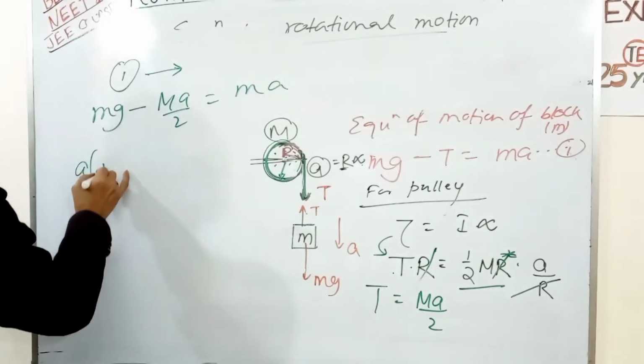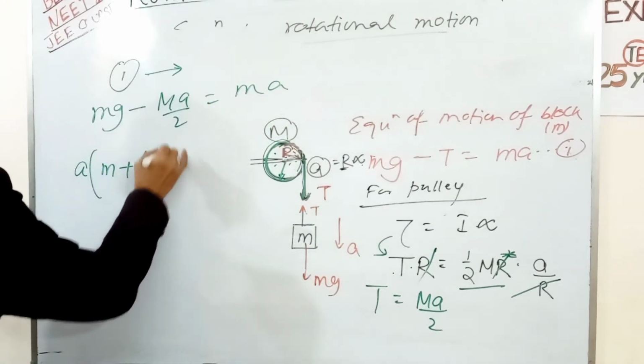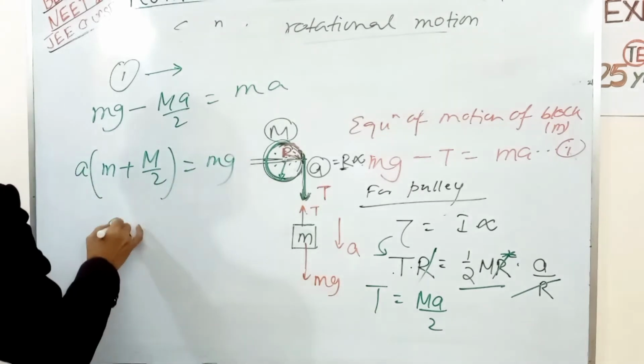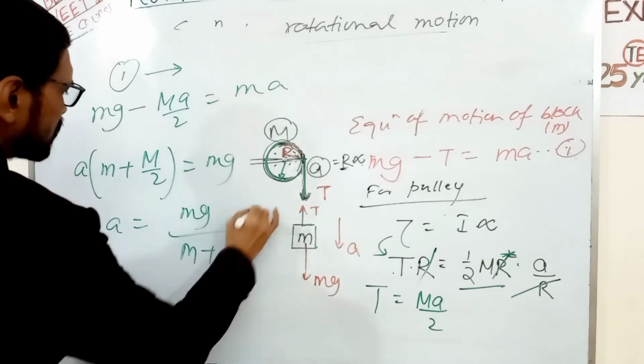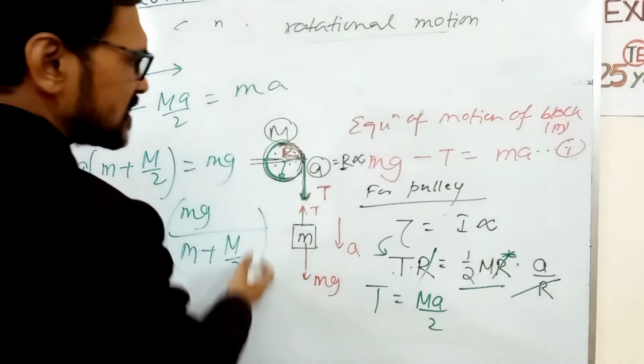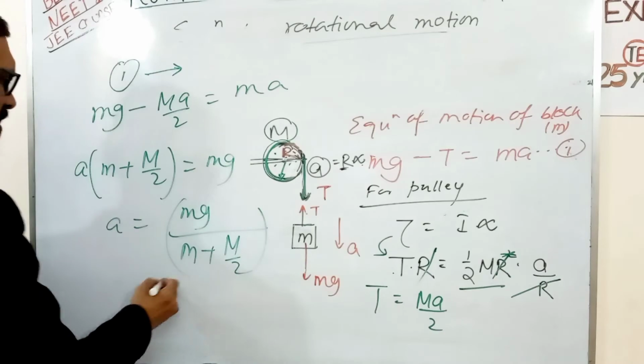So taking a common, m plus m by 2 times a equal to mg. So a equal to mg by m plus m by 2. This is the answer. Acceleration of the block is this.